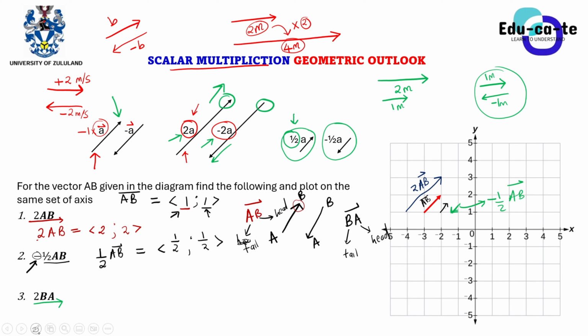So here, if we are having something like this, this is 2BA. The original vector, this red one, it is actually AB. So if I say BA, I'm actually trying to say that I've changed its direction. Okay, I've changed its direction. So now this is times 2. So try to draw it on your own and tell me how it looks like.